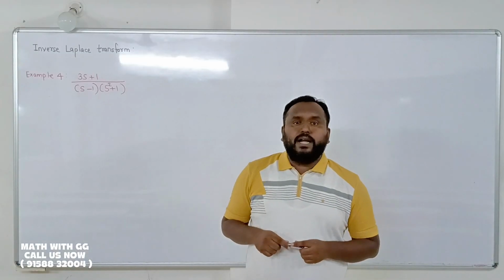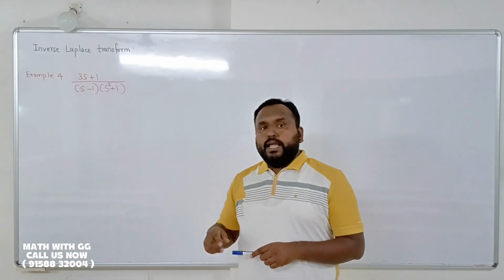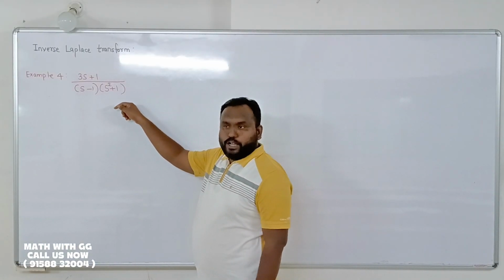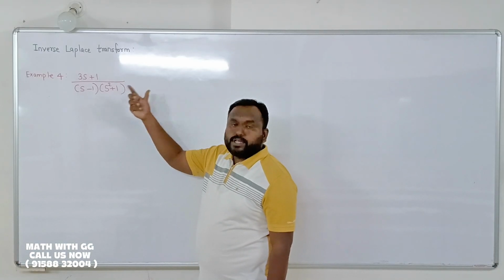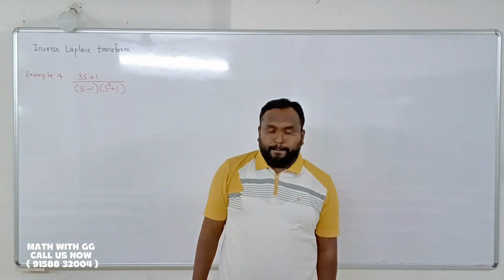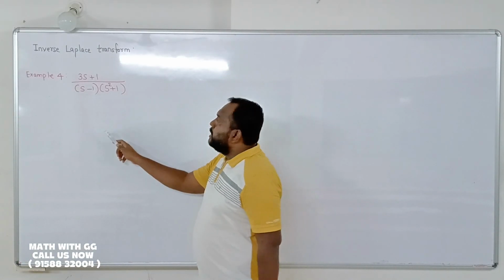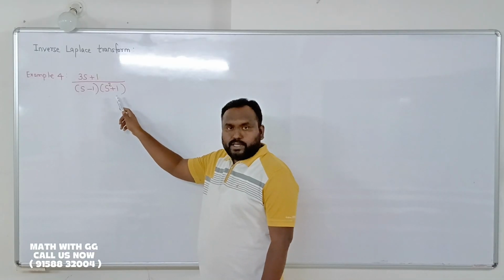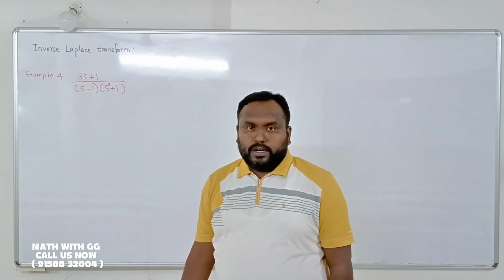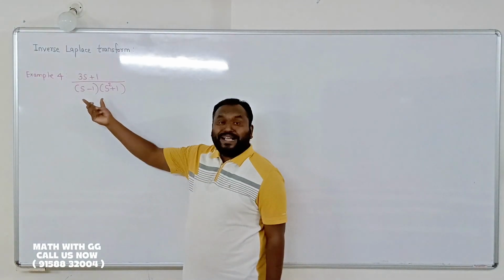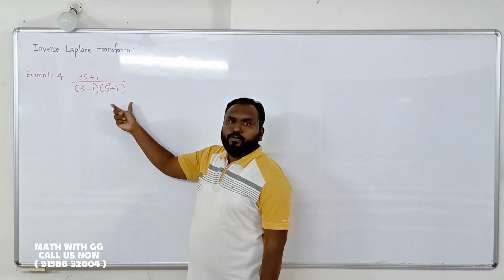If you observe the numerator, the degree of numerator is 1 and the degree of denominator is 3. Clearly, the degree of numerator is less than the degree of denominator, and the denominator is factorized into real factors. Therefore, we can use partial fractions. But if you observe the factors, the first factor, s minus 1, is linear, and the second factor is quadratic. Hence, we have to use the second type of partial fraction for this example, the mixed case of linear and quadratic factors.